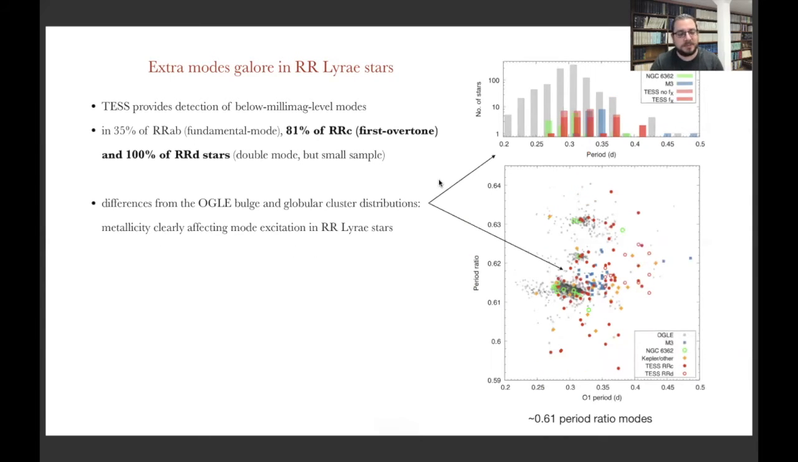We observe similar differences in overtone stars as well. RRc stars in the bulge and in metal-rich globular clusters like NGC 6362 populate the left side of this Petersen diagram, whereas stars in the halo or in the more metal-poor globular cluster M3 are shifted to the right and a bit upwards as well. This again clearly shows that metallicity is affecting mode excitation in RR Lyrae stars, and these observations will undoubtedly influence theoretical calculations.